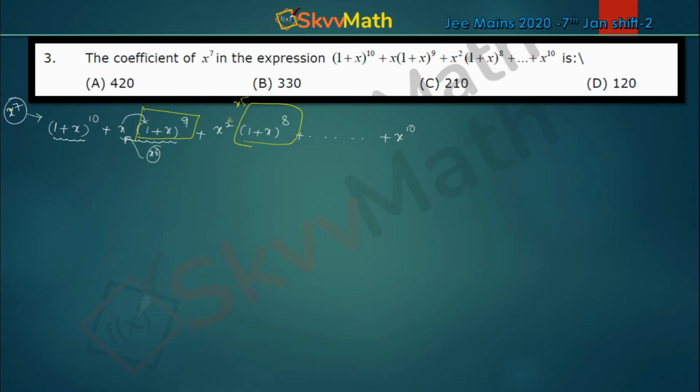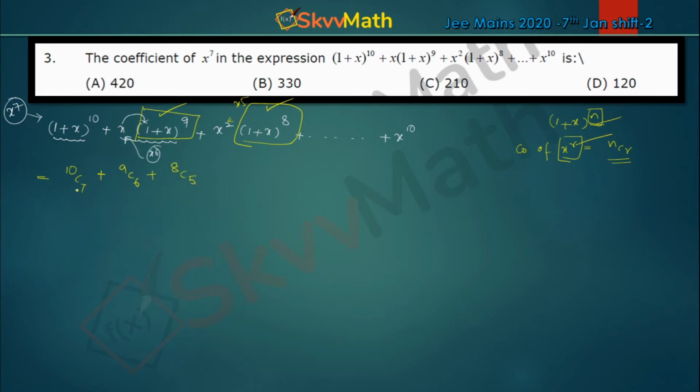So the coefficients of x^7 in these expansions are, from this, 10C7. How I wrote this, I'll tell you. In the expansion of (1+x)^n, the coefficient of x^r is nCr. This is the formula we have. The index is n, and if you want the coefficient of x^r, simply nCr. So here you want the coefficient of x^7 from (1+x)^10, so 10C7, plus, here we want the coefficient of x^6 inside (1+x)^9, so that is 9C6. Similarly, the coefficient of x^5 from this, so 8C5.